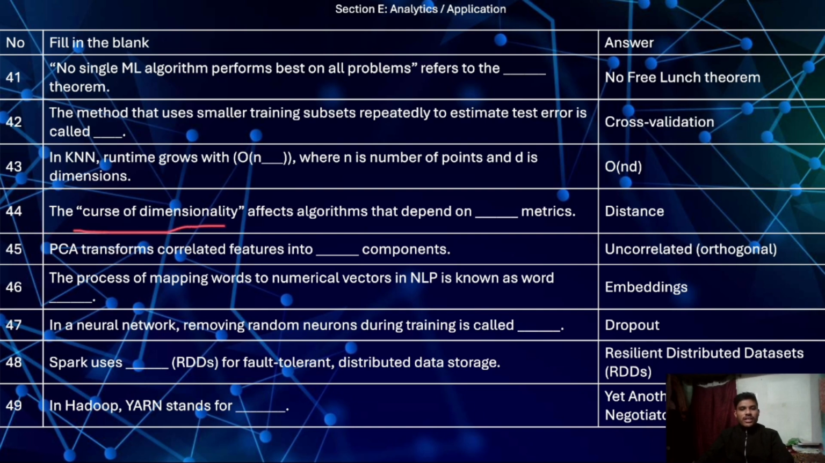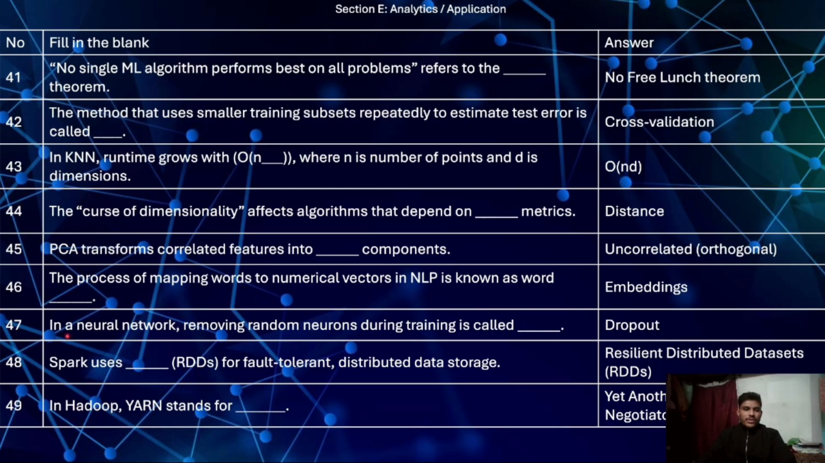The curse of dimensionality affects algorithms that depend on a dash matrix. So the answer is distance, because high dimensional distances lose meaning. Now PCA transforms correlated features into dash components. So the answer is uncorrelated or orthogonal, because PCA constructs orthogonal principal components. Now the purpose of converting words to numerical vectors in NLP is known as word embeddings, because embedding converts words to numerical vectors for ML models.